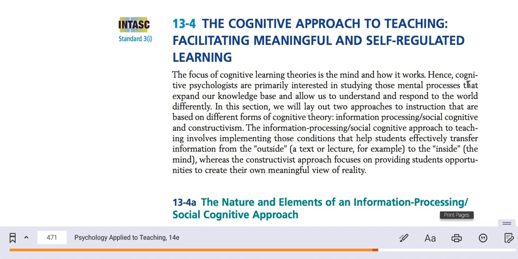In this section, we will lay out two approaches to instruction that are based on different forms of cognitive theory: information processing, social cognitive, and constructivism. The information processing social cognitive approach to teaching involves implementing those conditions that help students effectively transfer information from the outside, a text or lecture, for example, to the inside, the mind, whereas the constructivist approach focuses on providing students opportunities to create their own meaningful view of reality.